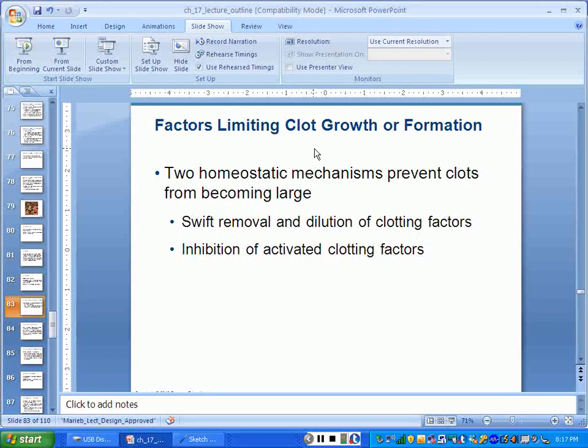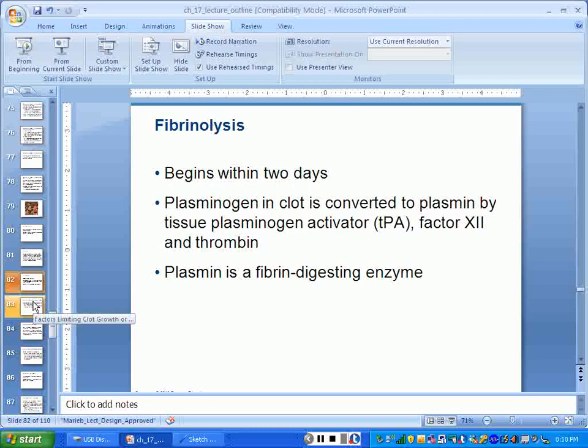Okay, so what stops a clot from growing? First off, when you clot to stop bleeding, you don't need it to stay there forever because the tissue is going to heal itself. So notice this. There's a process called fibrinolysis. We know words. What's fibrinolysis mean? Breakdown of fibrin. It begins within a couple of days.